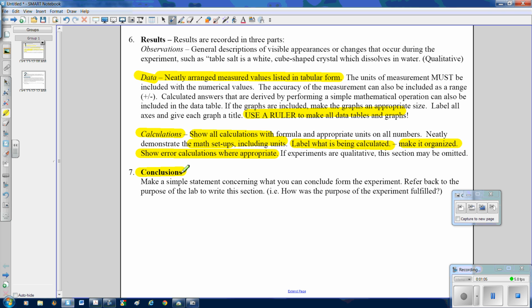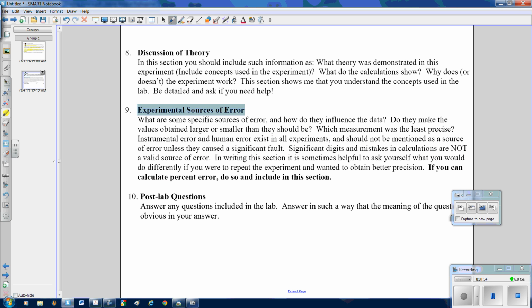Next thing is a simple conclusion. This is basically whether or not you achieved your objective. We had two objectives in this lab. One was to calculate R, the other one was to find the molar volume of a gas. You would write one or two sentences specifically stating what those values were when you calculated them. So you would actually list them. You would say the calculated value for R in our lab, let's say you got 0.092 or whatever it was, you would list that in that section.